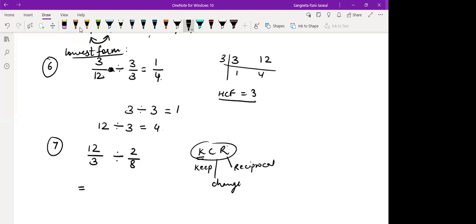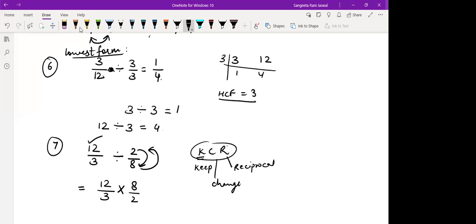So, keep the first number. Whichever number you are writing first, keep the first number as it is, no change in this. Then the next step is change the sign. Now the divide sign always changes to multiply. Then the reciprocal of the second number. Reciprocal means the numerator will become the denominator, and the denominator will become the numerator. So, this is the reciprocal.